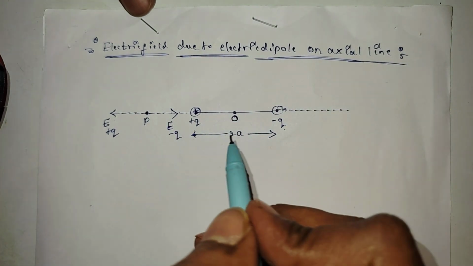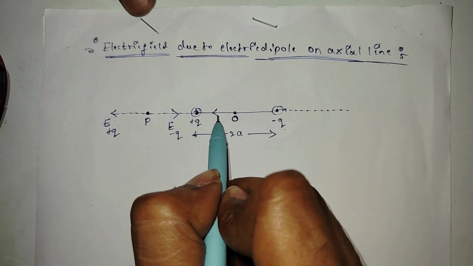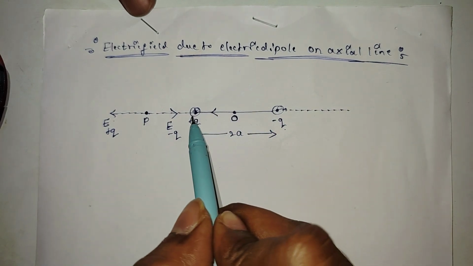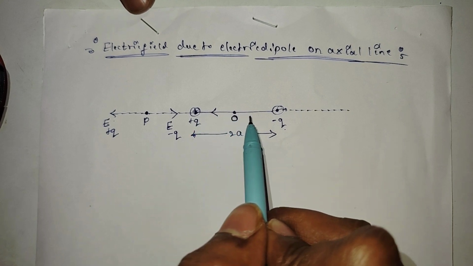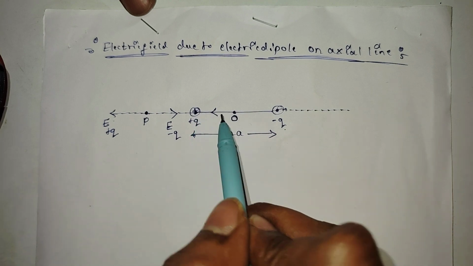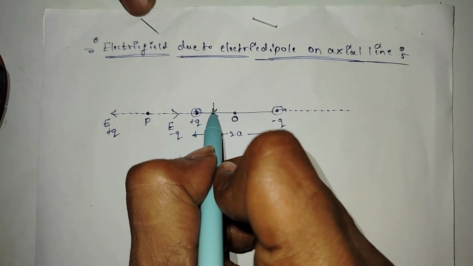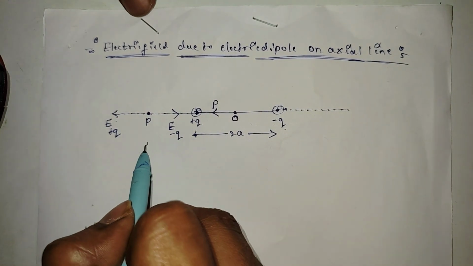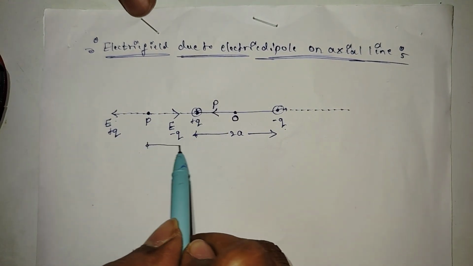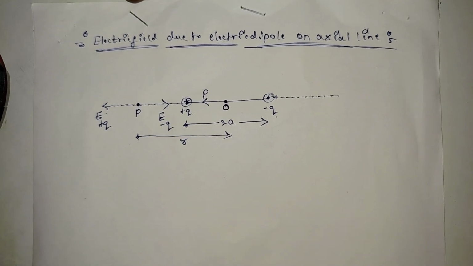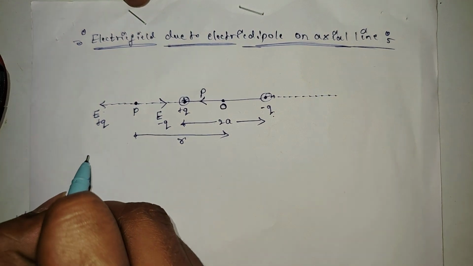And the direction of the dipole is considered from negative to positive. An electric dipole always has the direction from the negative charge to the positive charge, and this is considered as P. Here we are considering the distance from P to O, that is r. Now I will start to write the derivation.